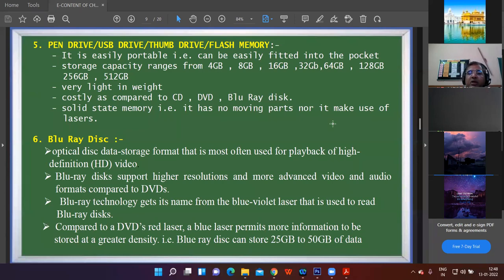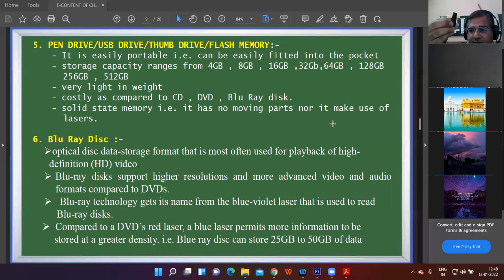Okay, our next storage media is pen drive. I show you here. Pen drive is also known as USB drive, thumb drive, or flash memory. The storage capacity of pen drive varies from 4 GB to 512 GB. And it is easily affordable, easily you can carry in your pocket.